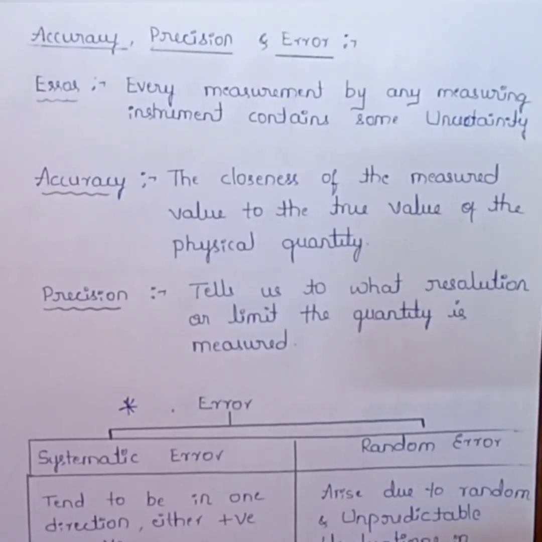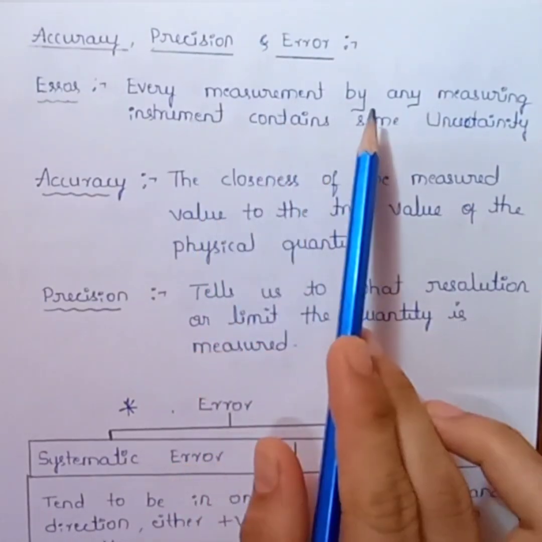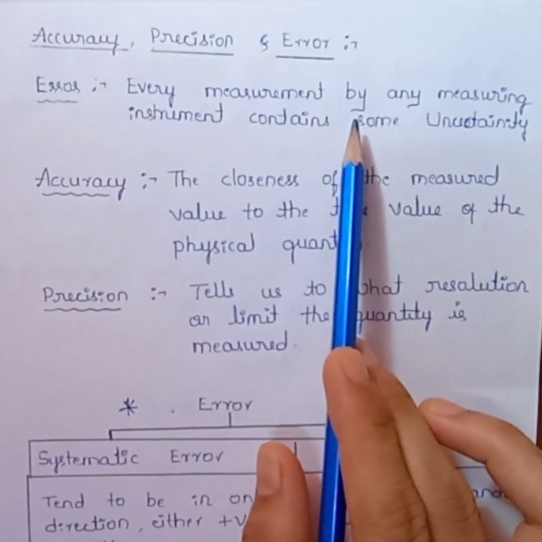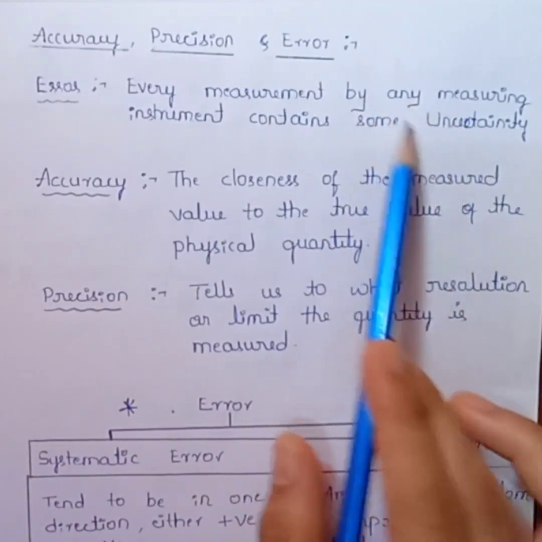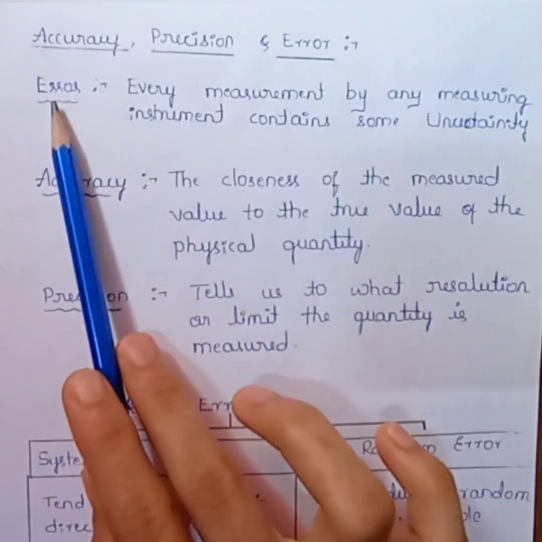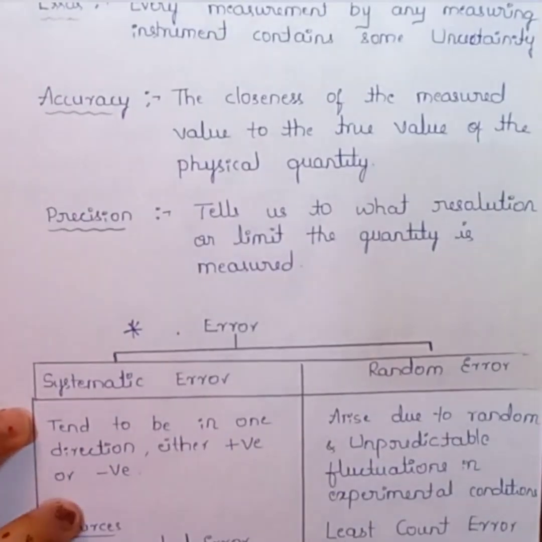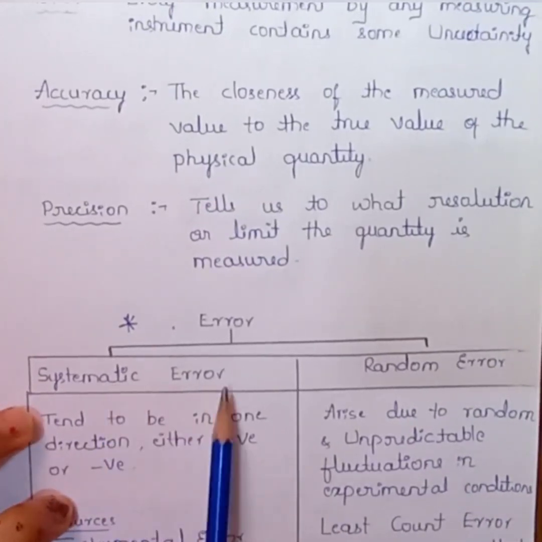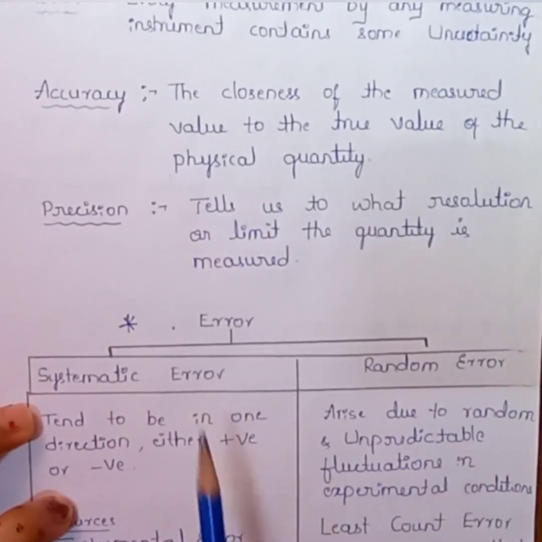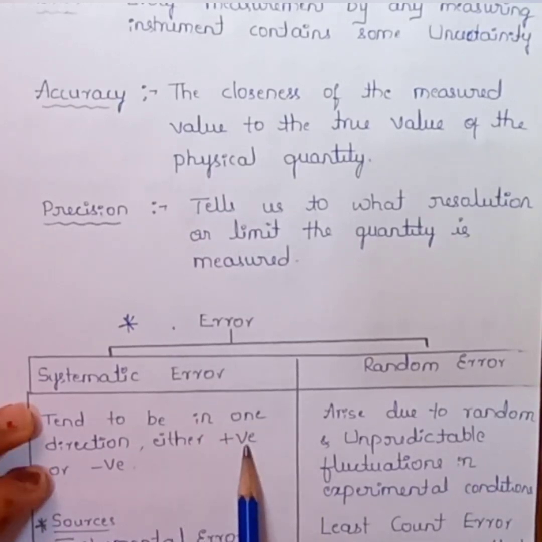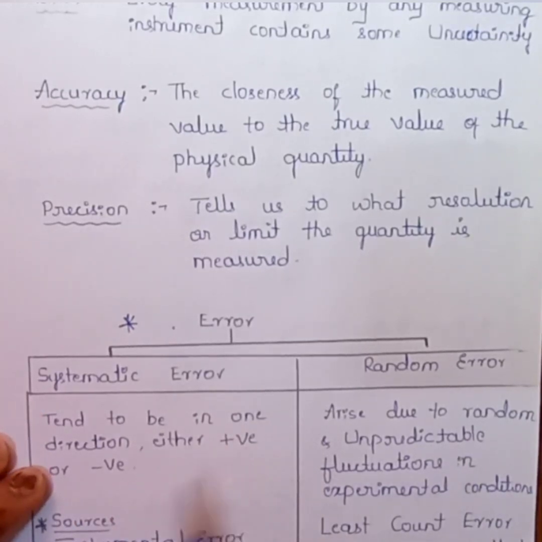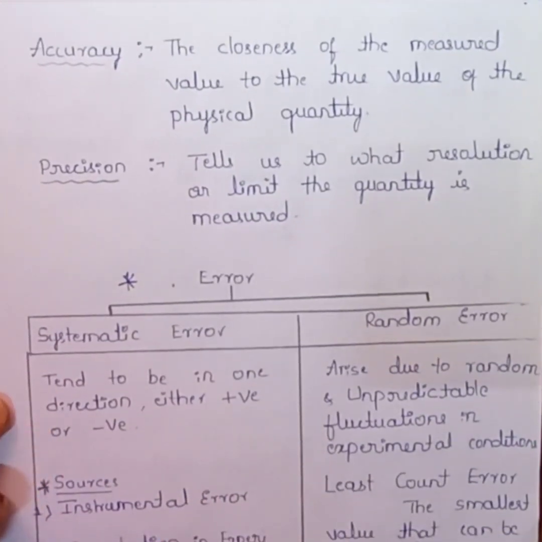Okay, let's see what we mean by error. Every measuring instrument contains some uncertainty, and that uncertainty is termed error. In error, there are two main types: systematic error and random error. Then what do we mean by systematic error? Here, the uncertainty tends to be in one direction, either positive or negative. In systematic error, there are some sources.